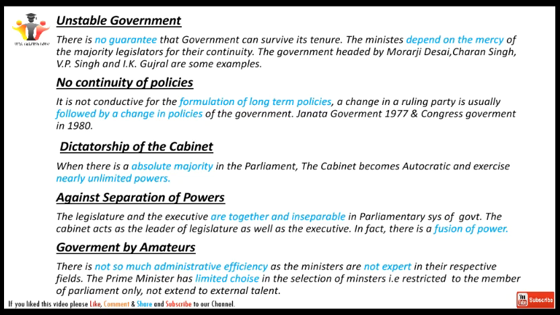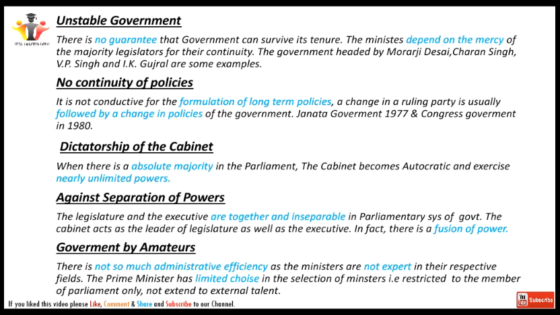No continuity of policies. It is not conducive for the formulation of long-term policies. A change in the ruling party is usually followed by a change in policies of the government. The Janata Party in 1977 and the Congress government in 1980 are the best examples of this phenomenon.